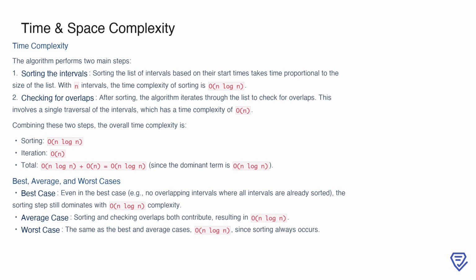When we combine these two steps, the total time complexity becomes O(n log n) plus O(n). However, since O(n log n) grows faster than O(n) as the input size increases, the overall time complexity simplifies to O(n log n). This holds true across all cases, best, average, and worst, because sorting is always required, regardless of whether the intervals are already sorted or have no overlaps.